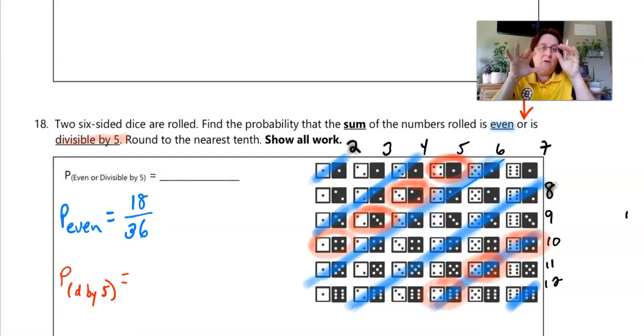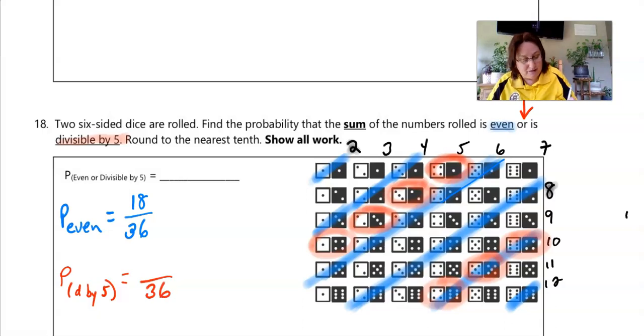Okay. Now, how many of these are divisible by 5? So how many out of 36 are divisible by 5? All right, what'd you guys come up with? Did you come up with 7 out of 36 are divisible by 5? Okay, good job. Now, guys, this is a visual representation.